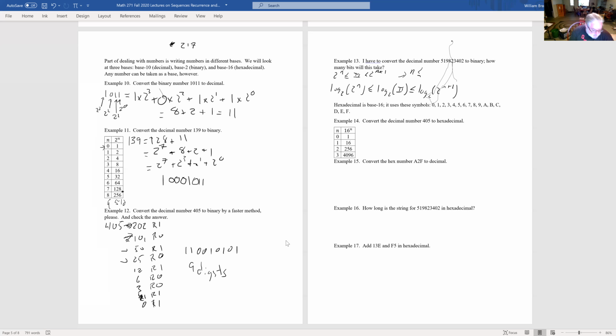Log base 2 of whatever that number is, you can look that up on Excel or someplace, or from Alpha. It's 28.95. And that should be less than n plus 1. So what's the integer that's bigger than 28.95? That's 29. So we need 29 digits to figure that out.